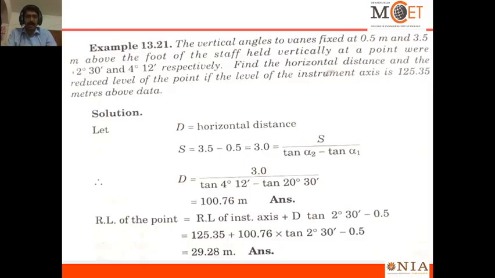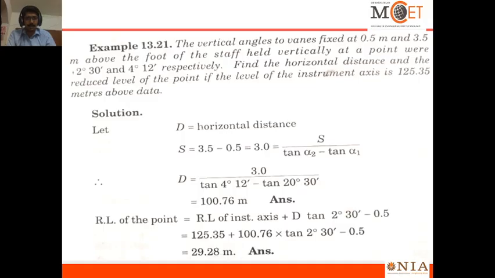And the last problem. The vertical angles of vanes fixed at 0.5 meter and 3.5 meter above the foot of the staff held vertically at a point are plus 2 degree 30 minutes and 4 degree 12 minutes respectively. Find the horizontal distance and the RL of the point if the level of the instrument axis is 125.35 meter.